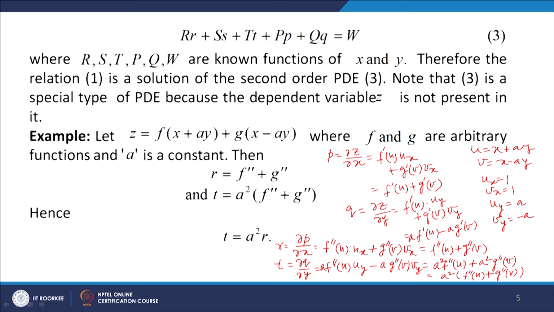Now from this equation and this equation, we can eliminate the arbitrary functions f double dash and g double dash. r is equal to f double dash plus g double dash, t is equal to a square into f double dash plus g double dash. So we can say that t is equal to a square into r, and we get a second order partial differential equation from the given equation z equal to f of x plus ay plus g of x minus ay.